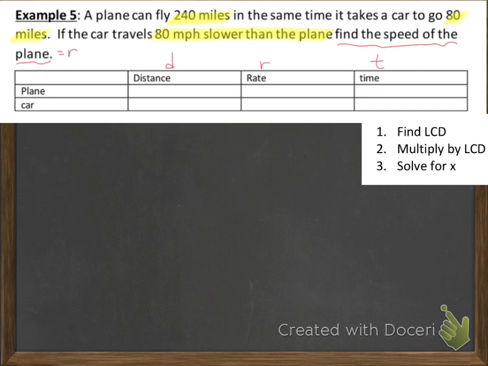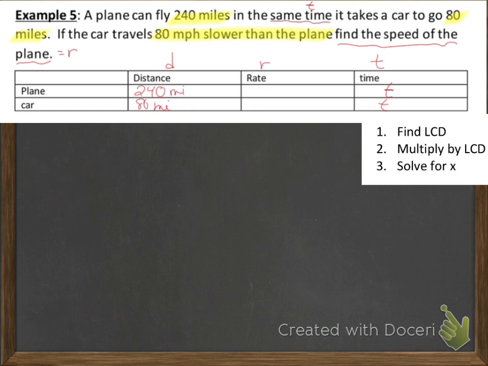So it says that the plane can travel 240 miles. And then notice this, it says in the same time. The same time. So I'm going to call this amount of time T. We don't know what it is, but the reason it's important is because it takes the same amount of time for the car to travel 80 miles. So notice I've already filled out 2 whole columns of my table.